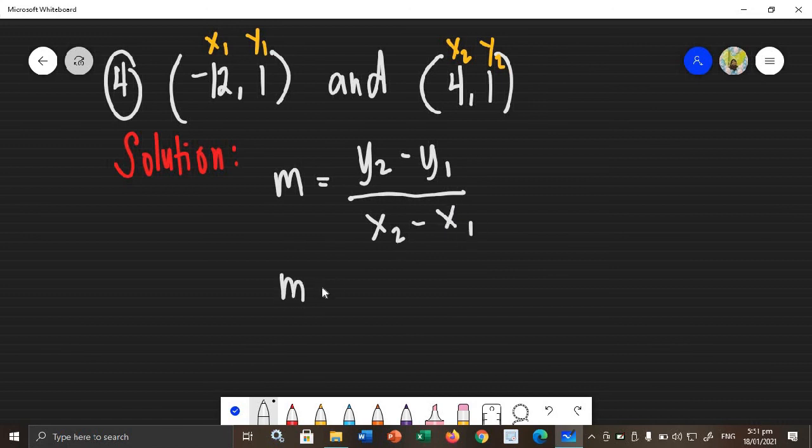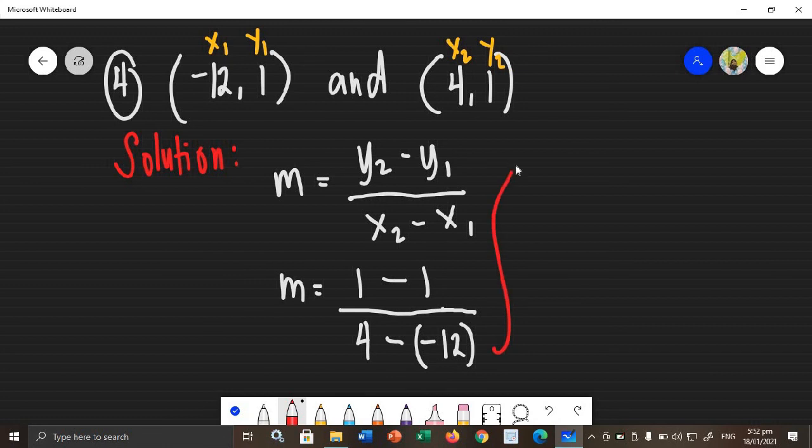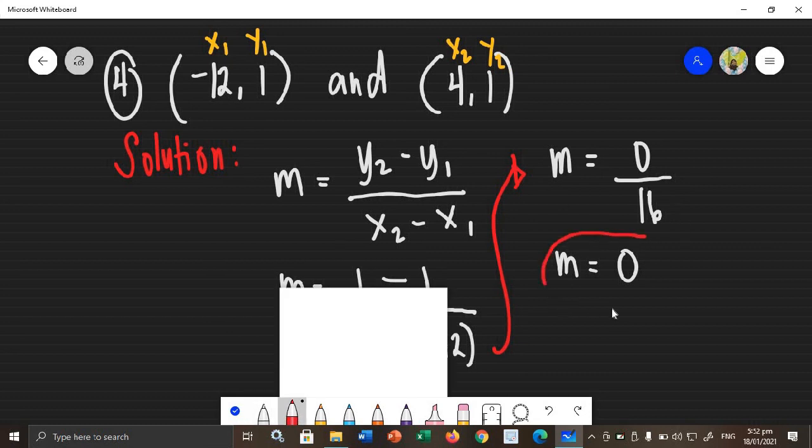So, m is equal to y sub 2 is equal to 1. So, 1 minus y sub 1, which is also 1. Okay, so 1 minus 1 over x sub 2 is 4. Minus x sub 1 is negative 12. So, lagyan ng parentheses. So, computin natin yung numerator and denominator. So, 1 minus 1 is equal to 0 over 4 minus negative 12. That will be equal to 16. So, any fraction na ang numerator ay 0, that will be equal to 0. So, the slope is equal to 0.